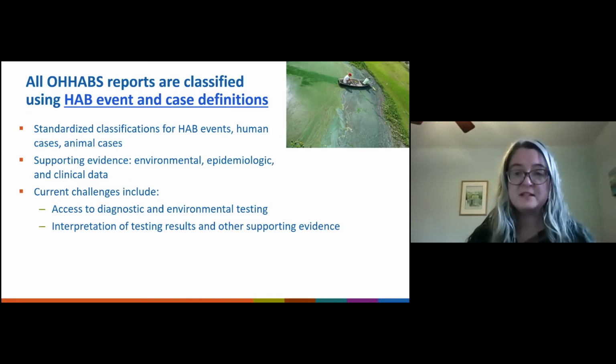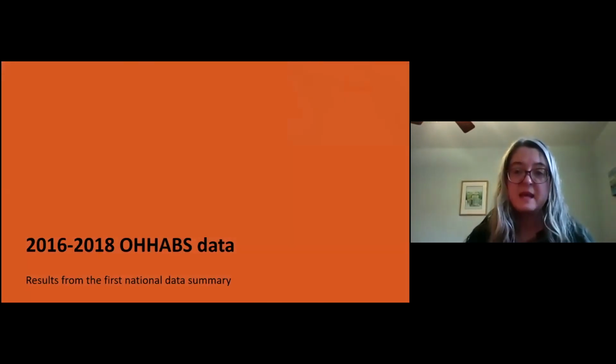These definitions are considered using current scientific understanding and will benefit from refinement over time. Challenges to investigating and classifying cases include limited access to diagnostic testing for humans and animals, and sometimes to timely and routine environmental testing for HAB events. When this information is available, a challenge can be to interpret those findings as they relate to health effects. Next, I'll share some of our initial findings from the first 3 years of data reported in OHHABS.